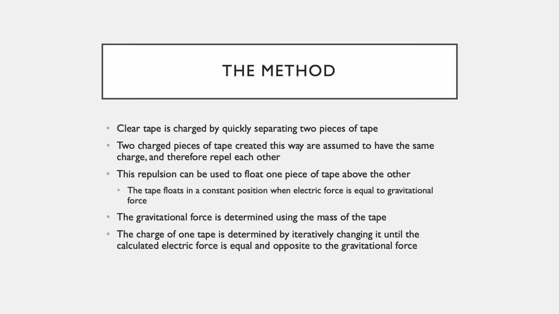The tape floats in a constant position when the electric force is equal to the gravitational force by Newton's laws. The gravitational force is determined using the mass of the tape. The charge of the levitated tape, the tape in question, is determined by iteratively changing it in the code until the value of electric force predicted by the code matches the magnitude of gravitational force.